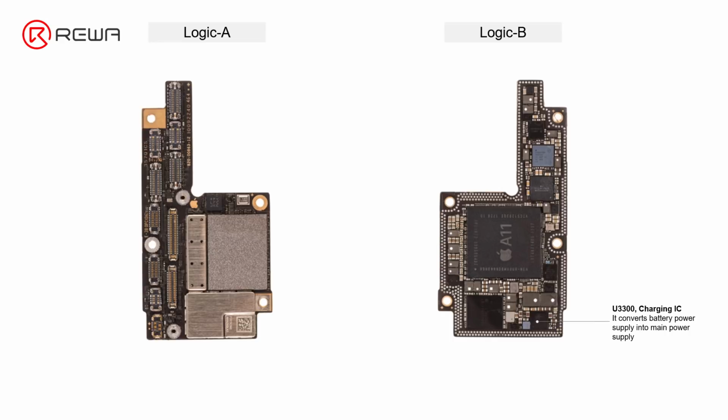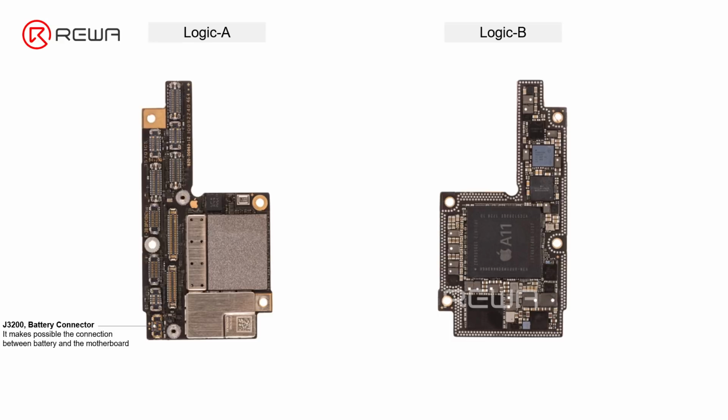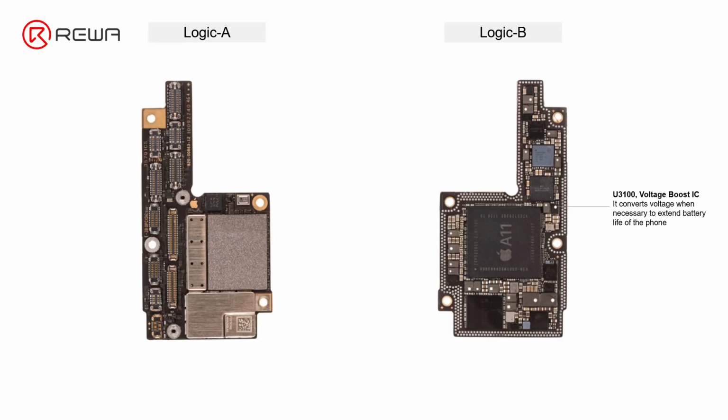U3300 charging IC. It converts battery power supply into main power supply. We will introduce detail about this chip in the next page. Okay, next one. J3200 battery connector. And connector is just like a bridge. So here this connector makes possible the connection between battery and the motherboard. U3300 boost IC. It converts voltage when necessary. For example, if the voltage from battery is too low, then it will boost up the voltage to extend the battery life of the phone.